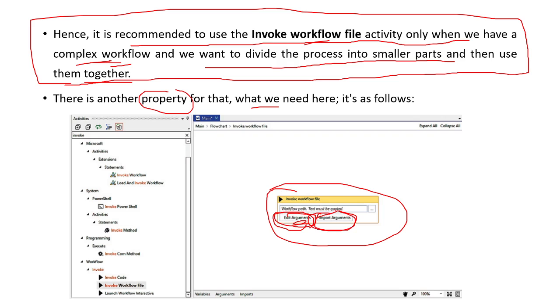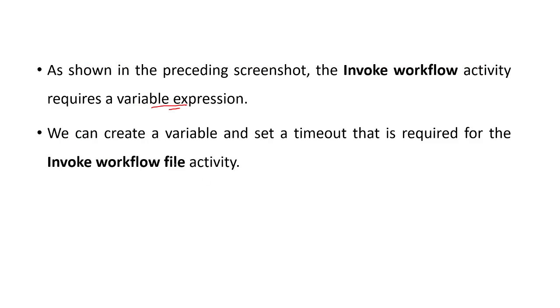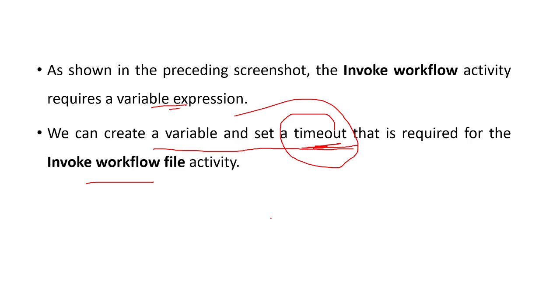Variable expressions, or generally arguments. We can create a variable and set a timeout. Timeout can also be set, which is required for the invoke workflow file activity. Timeout, as the name itself says, means you can set a timer if the requirement calls for a timer while invoking the workflow file activity, then you can go ahead with this timeout feature, right?